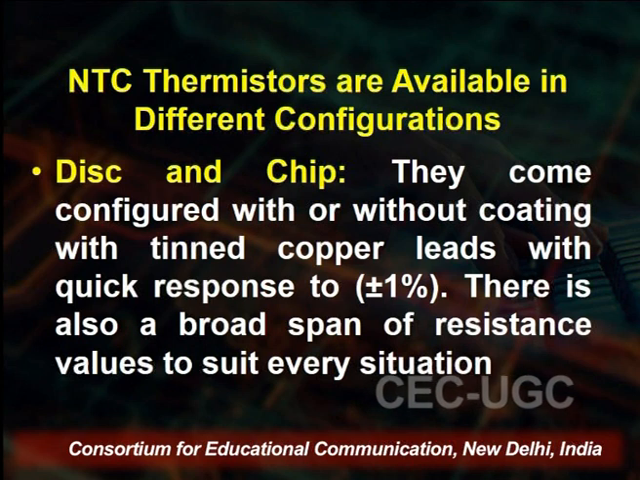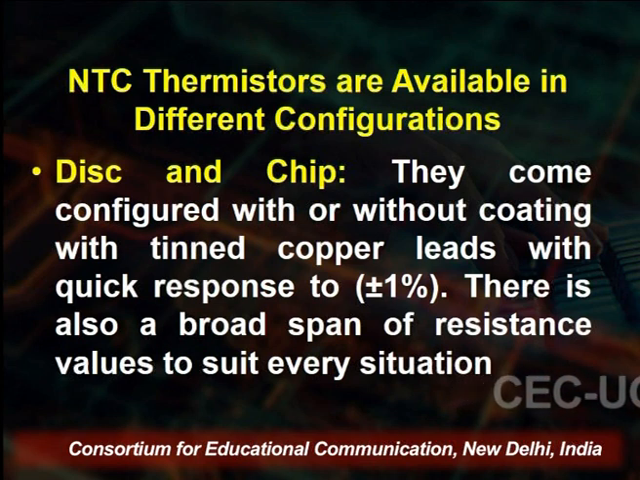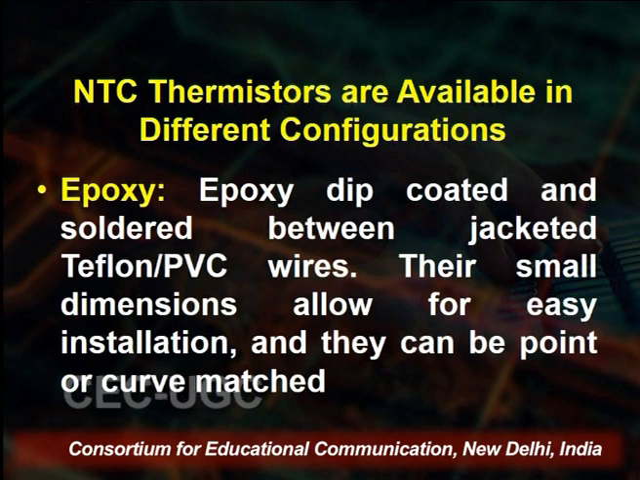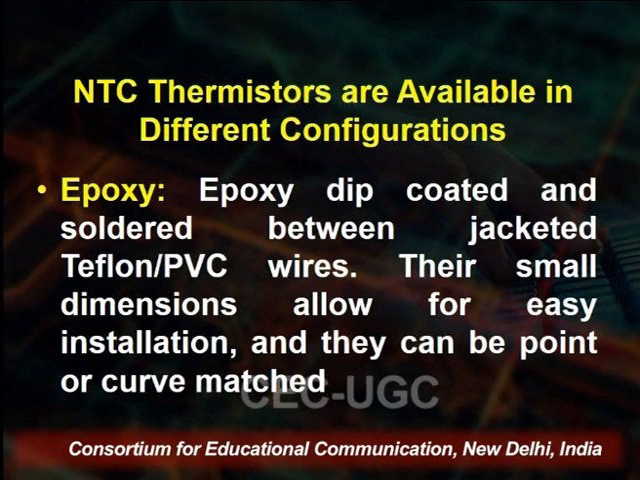NTC thermistors are available in different configurations like disc and chip. They come configured with or without coating, with tinned copper leads and quick response, with plus or minus 1% tolerance. These materials are used for construction of the thermistor. There is also a broad span of resistance values to suit every situation. Epoxy, which we use to sandwich these materials, is applied as epoxy dip coating, and the thermistor is soldered between the jackets of Teflon or PVC wires. Their small dimensions allow for easy installation and they can be point or curve matched.